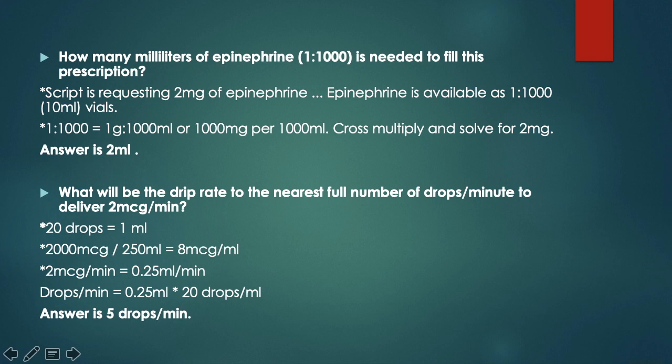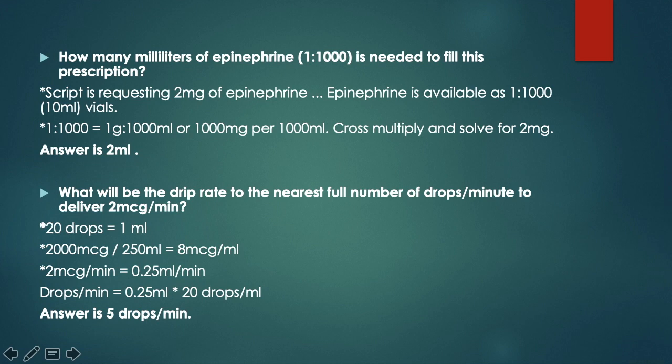Now, the script is requesting 2 milligrams of epinephrine. And based on what we have in the pharmacy, epinephrine is available as 1 gram per 1000 ml, 10 ml vials, okay? So you set it up, it's the same as 1000 milligrams per 1000 ml. Now you cross multiply and solve for 2 milligrams and you'll find that the answer is 2 ml. So you're going to draw up this 2 ml from the 10 ml vial of epinephrine and then you're going to put it directly into the bag.